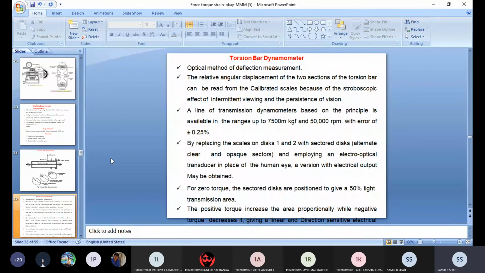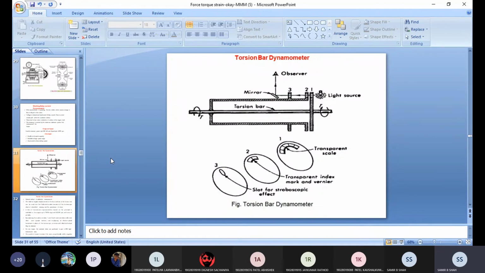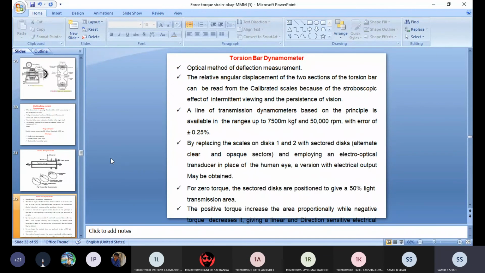The relative angular displacement of the two sections of the torsion bar can be read from the calibrated scale because of the stroboscopic effect. A line of transmission dynamometer based on this principle is available in the range of 50,000 rpm with an error of plus or minus 0.25%. Okay, so this is the advantage of the torsion bar dynamometer.